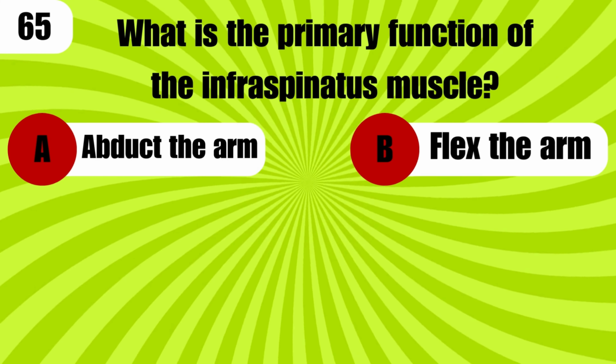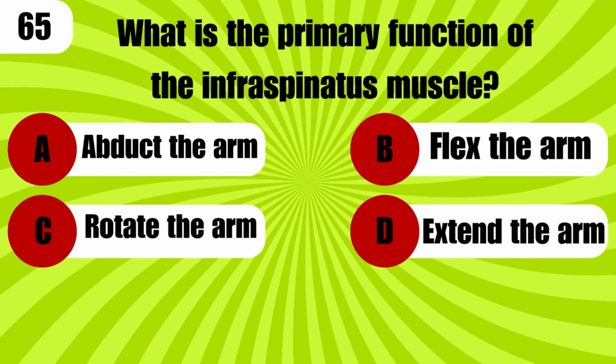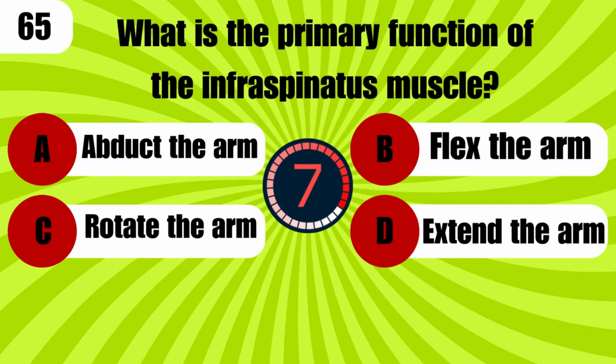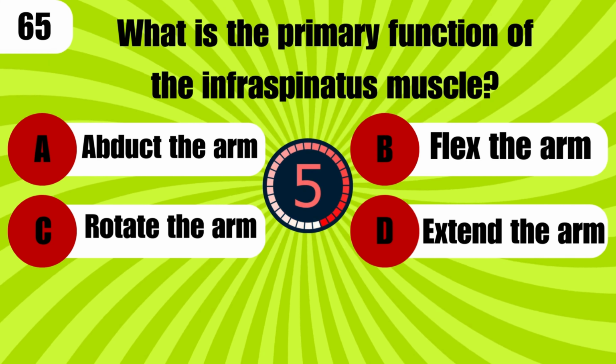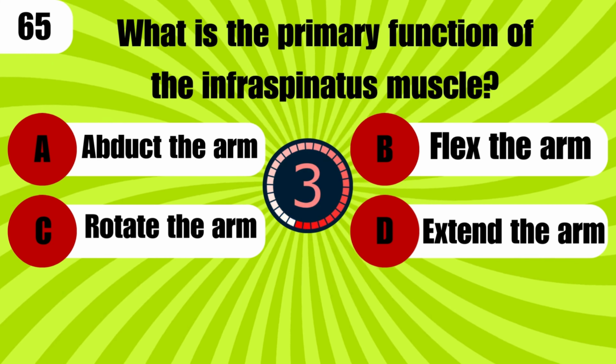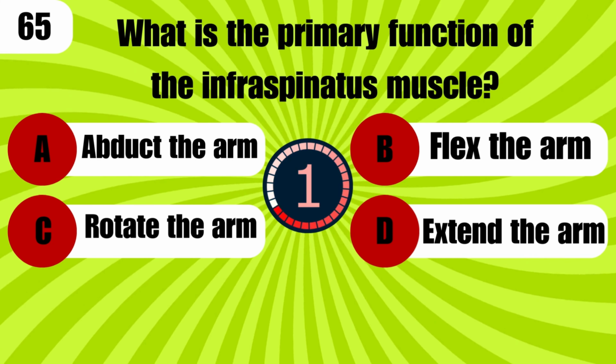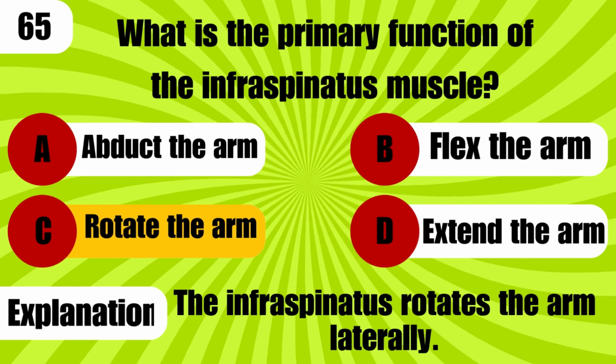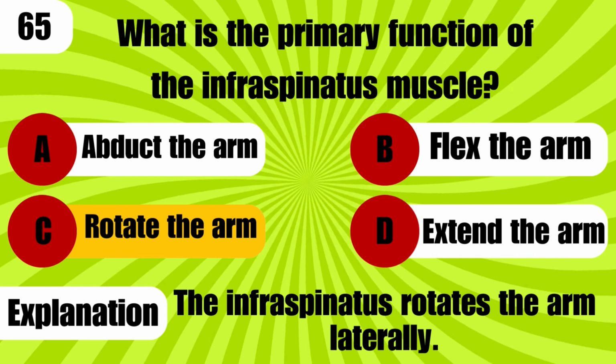What is the primary function of the infraspinatus muscle? Option A, abduct the arm, flex the arm, rotate the arm, extend the arm. The right answer is rotate the arm. The infraspinatus rotates the arm laterally.